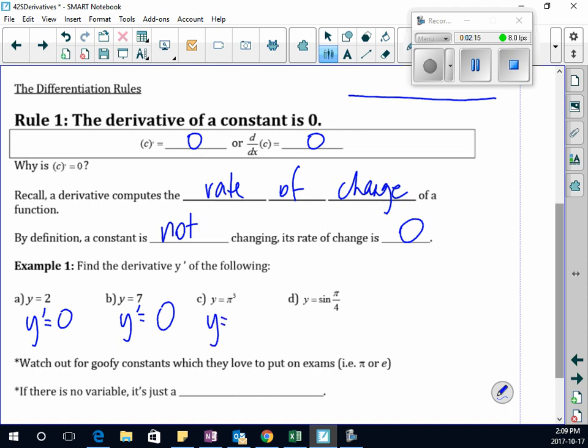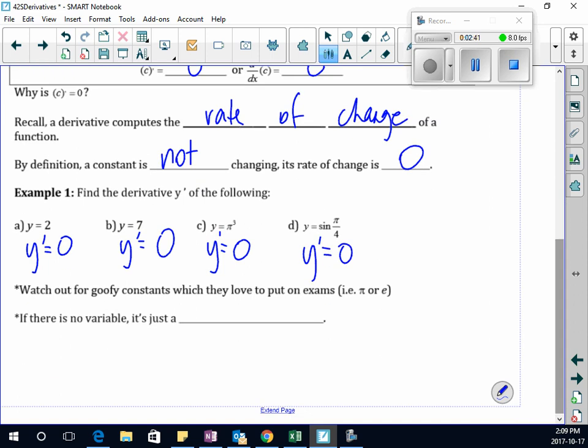Do you know that pi to the power 3? Pi is not a variable. It's a constant. So it doesn't matter what it is. It doesn't matter if it's got a power. The derivative of a constant is 0. What about sine of pi over 4? Well, sine of pi over 4 is a number. A number is not a variable, so that means the derivative is 0. So that's a trick they like using, goofy constants like pi or e, thinking that it's a variable, but it's not a variable. It's just a constant. So don't get tricked by that.